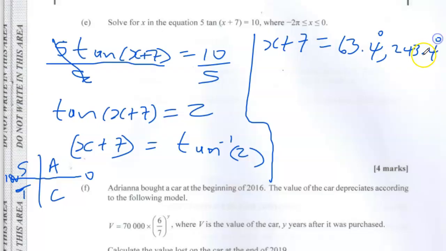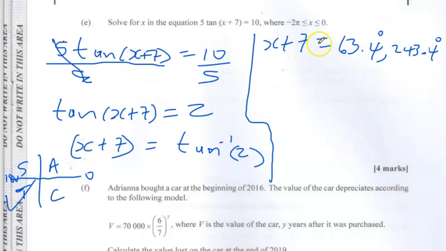And you'll get 243.4 degrees. So these are two quadrants in which tan is positive. So 63.4, that's a primary angle. And to get the other angle, you add 63.4 to 180. You'll end up in the third quadrant where tan is positive.